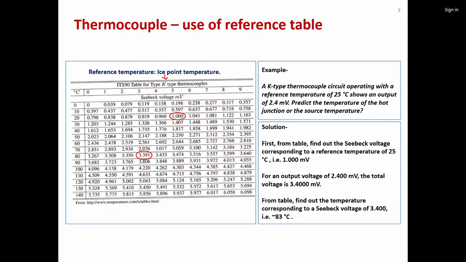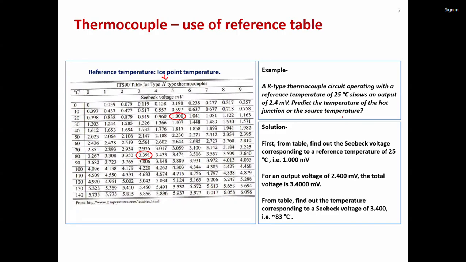Right. So after knowing this, let us work on this simple problem, which says that we have a K-type thermocouple circuit operating with a reference temperature of 25 degrees centigrade. That means the cold junction you have just put in the room and it is exposed to ambient, which is at 25 degrees centigrade, not at ice point temperature. This circuit shows an output voltage of 2.4 millivolt. So when you put in your voltmeter, you read an output of 2.4 millivolt. The question is, predict the temperature of the hot junction or the source temperature from this measurement.